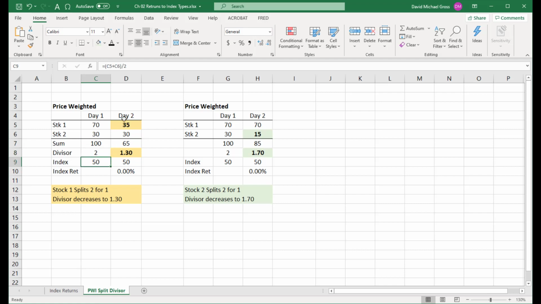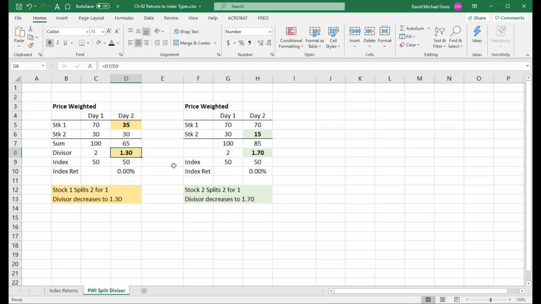But what if on day 2 there is no change except that stock 1 splits 2 for 1? And so the price goes from $70 to $35. So no change in return, no change in price, the same thing for stock 2. Well, I can see that if I sum these, I now only get 65. And so what I want to do is figure out a new divisor such that the index doesn't change, that it stays at 50. And so I divide the index value that I want by the current sum, and that tells me my new divisor. And my divisor has shifted from 2 to 1.3.